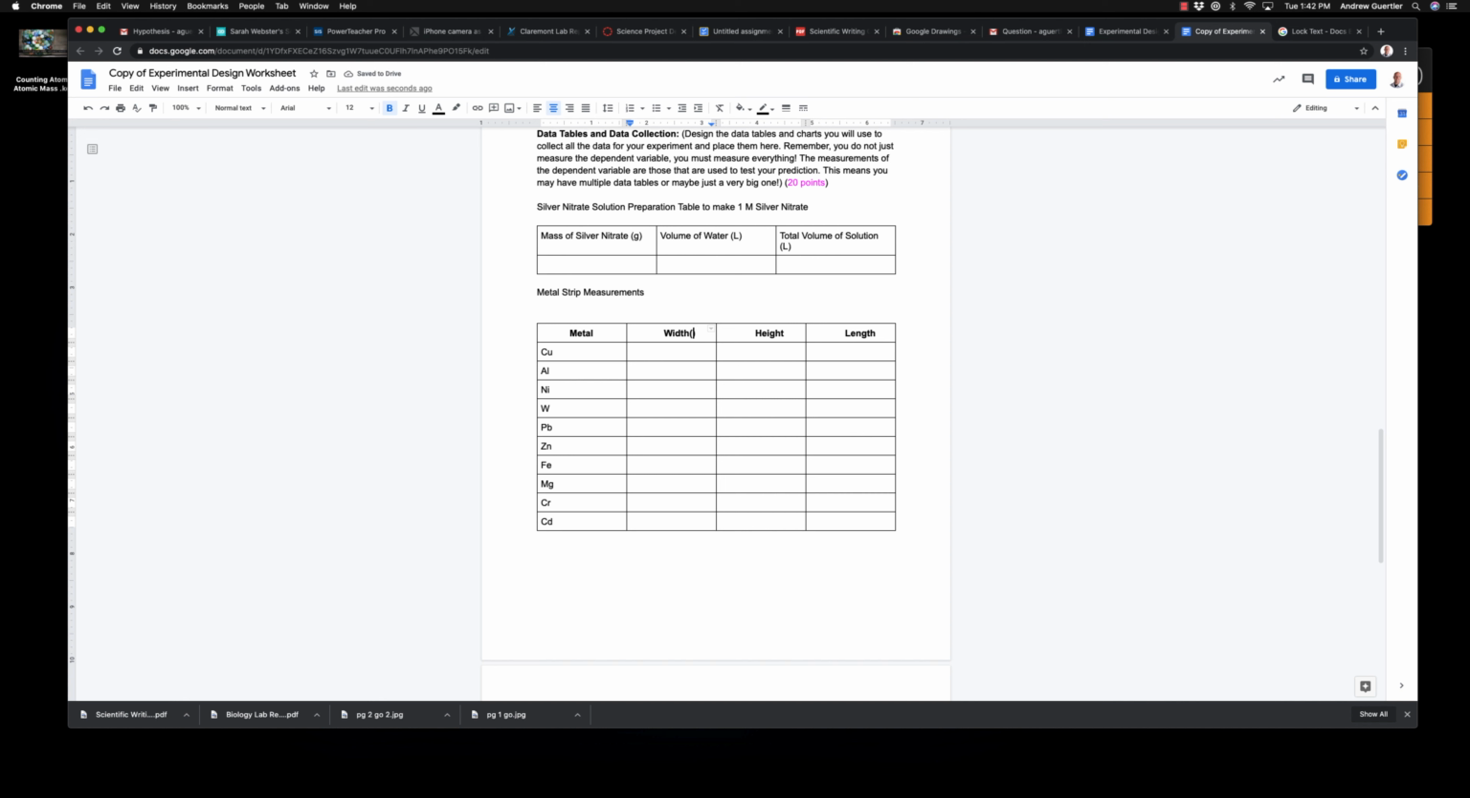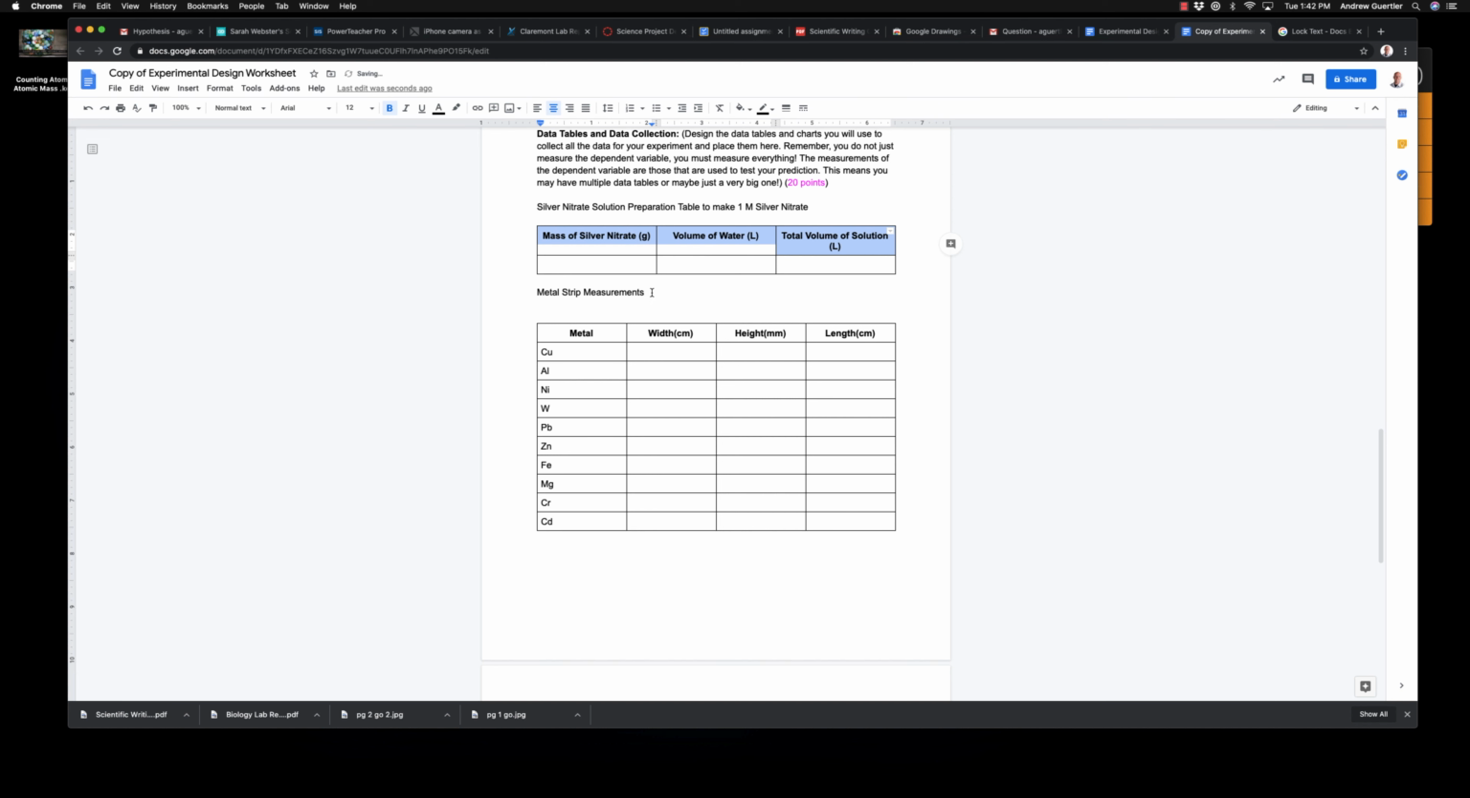All right, the width was in centimeters. The height was in millimeters. And the length was in centimeters. I think I missed that one. Yeah. All right. So I've got my table for that. Let me make this prettier.